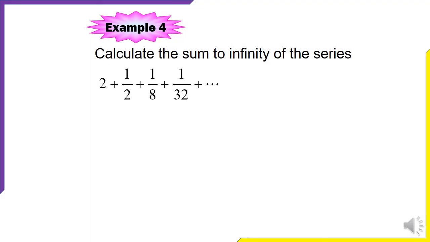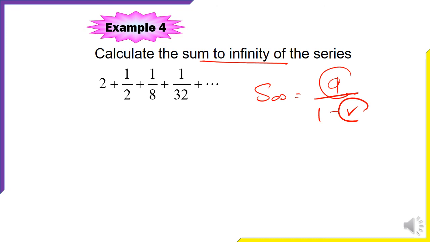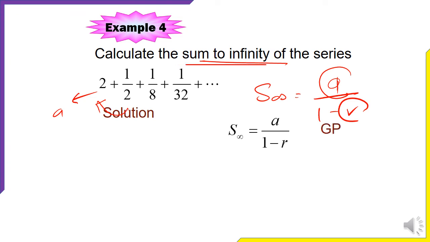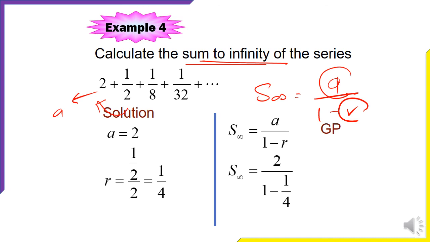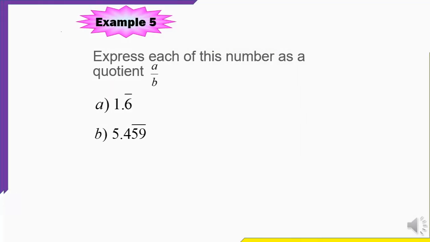Example 4. Calculate the sum to infinity of the series. We want to find S infinity, which is the formula a over 1 minus r. So we need to know what is a, what is r. We don't have to know what is n. So 2 is our a. What is our r? We just have to divide 1 over 2 with 2, which is 1 over 4. So a equals 2, r equals 1 over 4. S infinity equals 2 divided by 1 minus 1 over 4, which gives the answer 8 over 3. Okay? Next example.